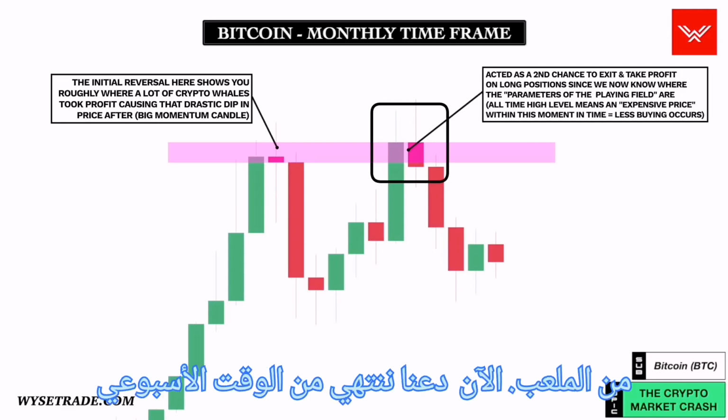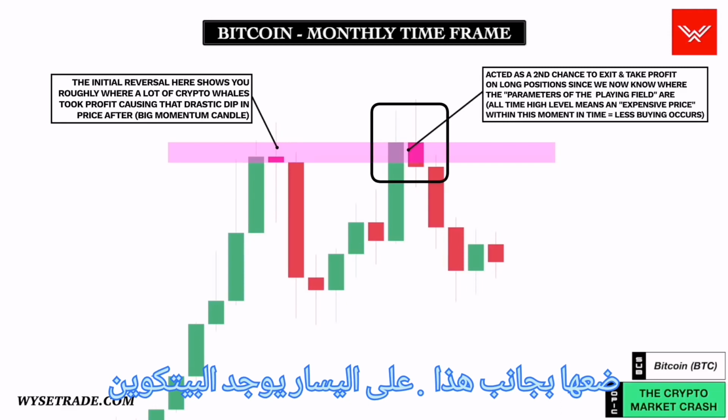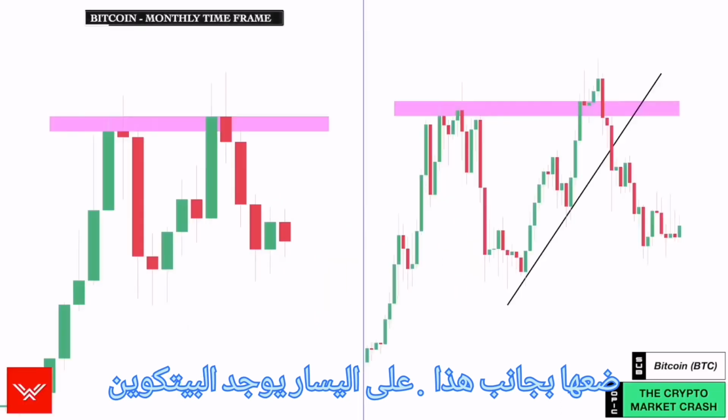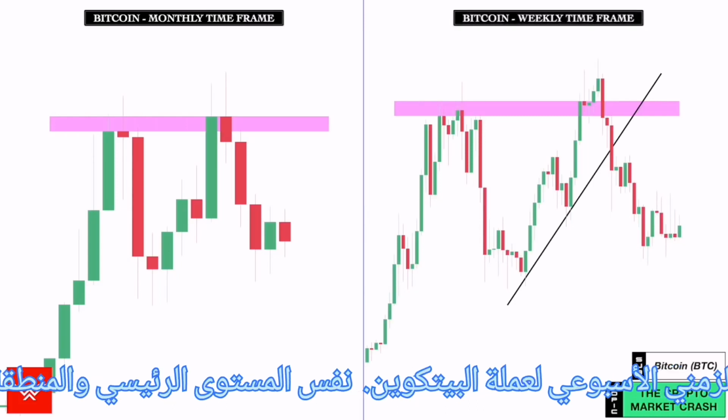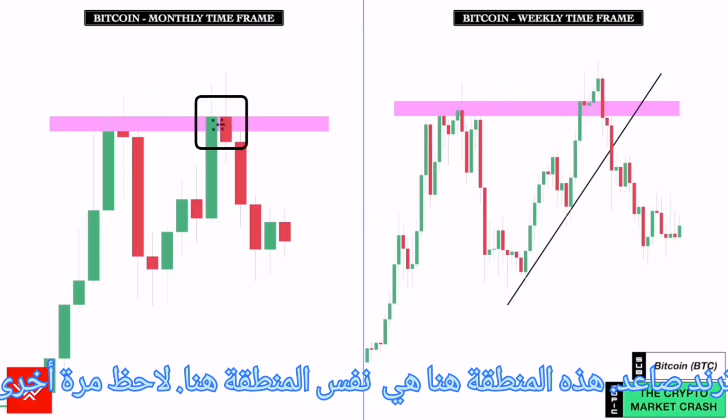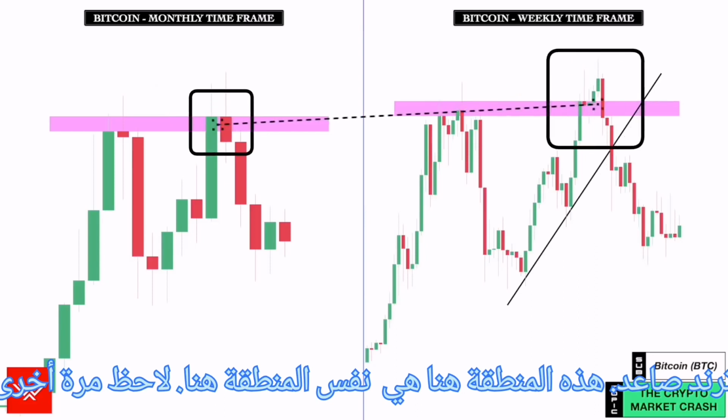Now, let's pull up the weekly time frame and put it beside this one. On the left is the Bitcoin monthly time frame we just looked at, and on the right is the Bitcoin weekly time frame. Same key level and area, same uptrend. This area here is this same area here.